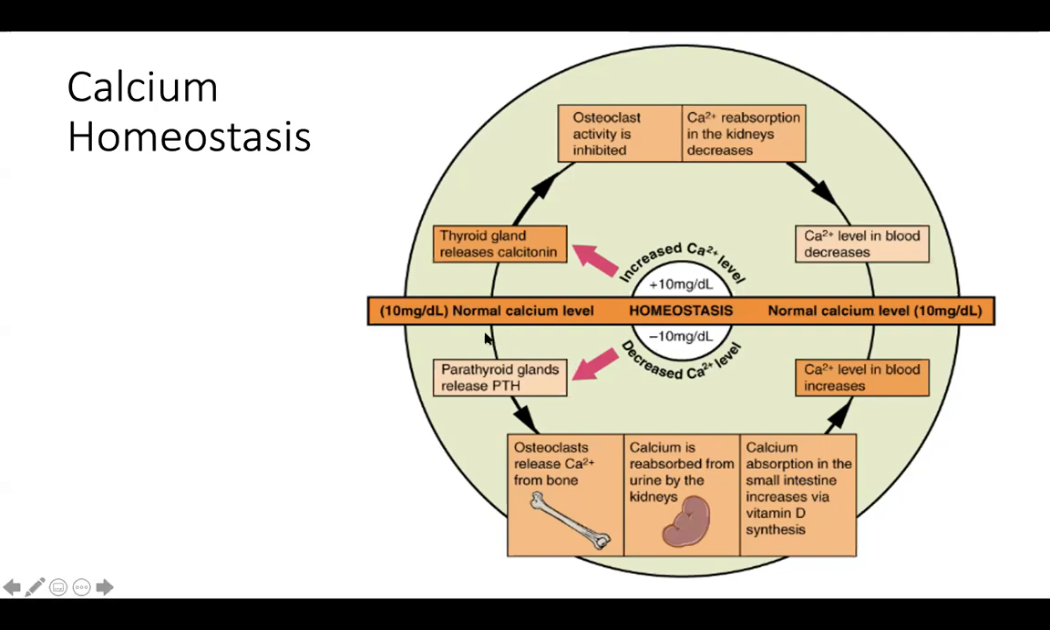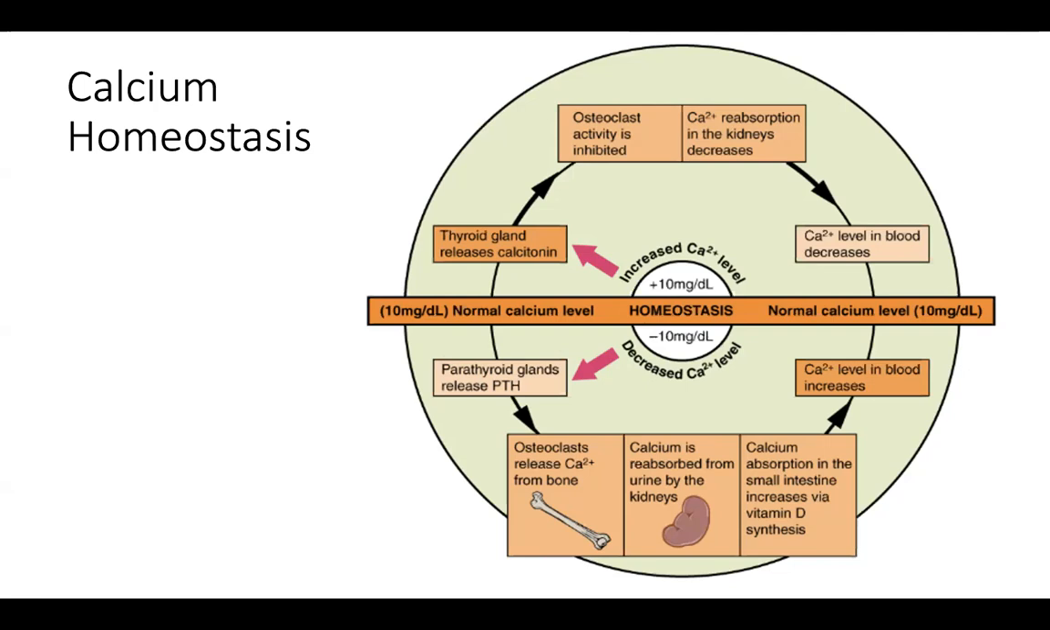On the other side, if we're on the lower side, so we don't have enough blood calcium, that's going to stimulate the parathyroid gland to release PTH. So we're down here now. We need more calcium in our blood. That will stimulate the osteoclasts. That's going to release calcium from the bone. It'll dissolve the bone. Calcium will come out and go into our blood. It'll also enhance reabsorption of calcium in the kidneys.